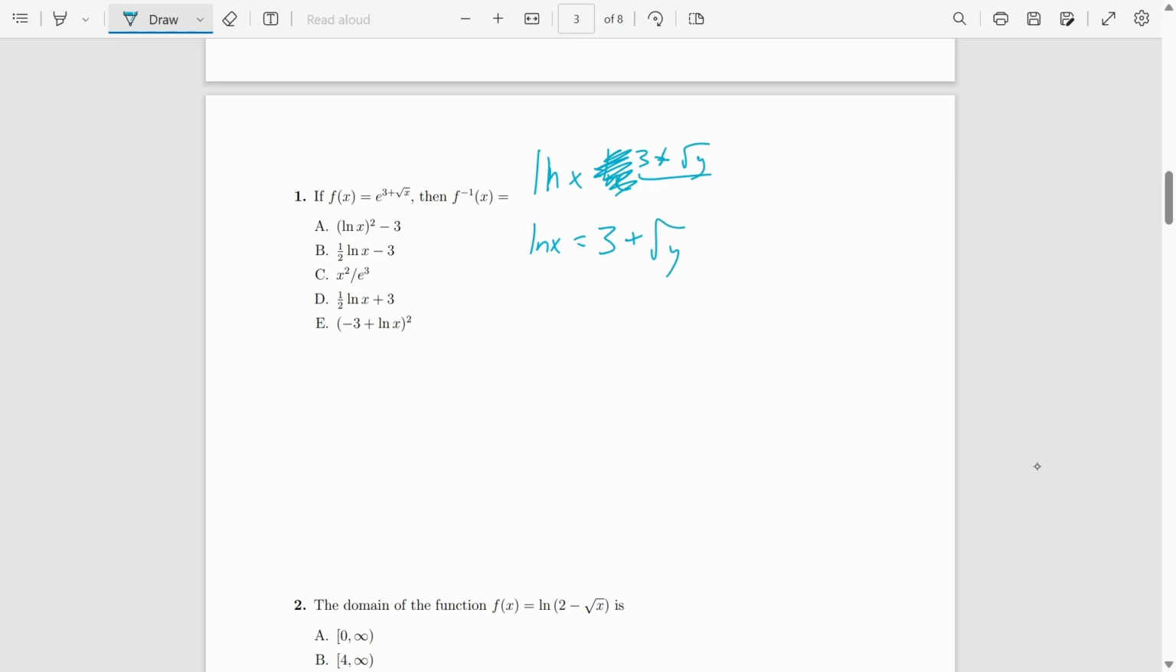Okay, we subtract 3 from both sides. So ln x minus 3 equals square root y. And then we just square both sides. So power of 2. So y equals ln x minus 3 all squared. There we go, E, that's the answer.